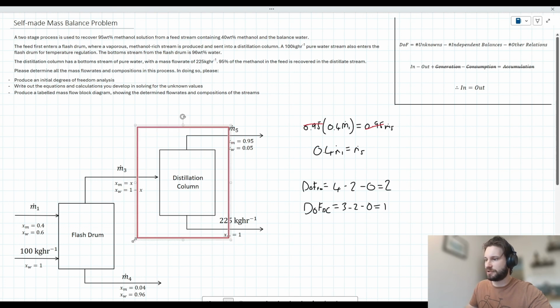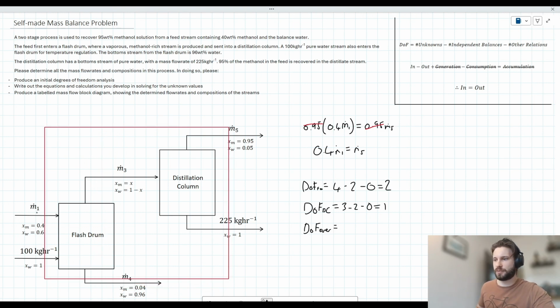Let's move on then to our overall system. For our overall system, we've got M1, M4, M5, and that's it. So we've got 3 unknowns minus 2 independent balances, one for the methanol, one for the water, minus one other relation. The other relation is the idea that we established earlier. 3 minus 2 minus 1 gives 0 degrees of freedom, and so we can carry out a mass balance on our overall system.